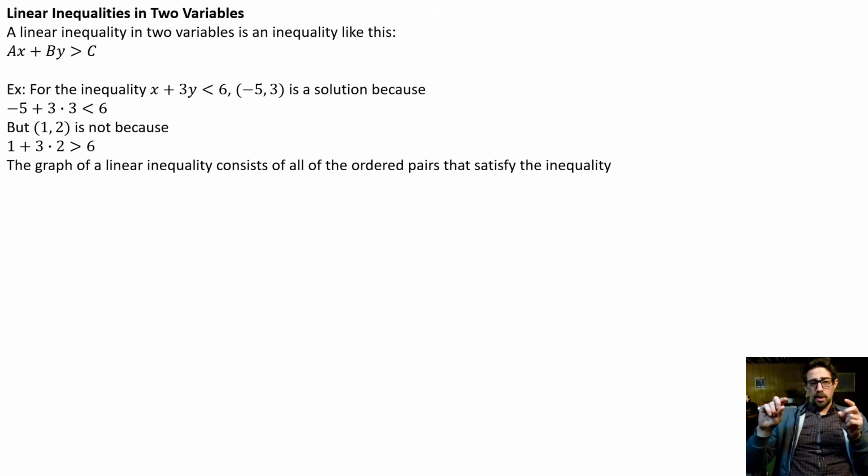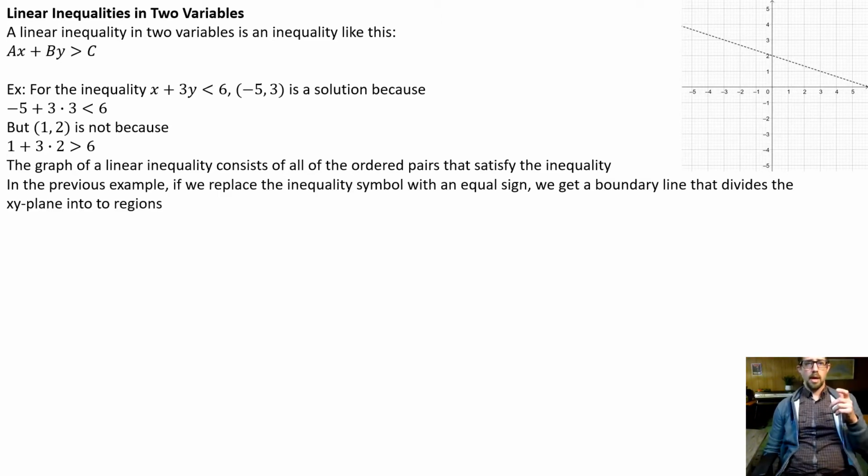When we want to graph the solution, you're going to find that we have a boundary line, which is just the line I just talked about, x plus 3y equals 6. All of the ordered pairs that satisfy the inequality are going to sit on one side of that line. So what we do is take x plus 3y is less than 6 and replace the less than sign with an equal sign. Now that's a line: x plus 3y equals 6.